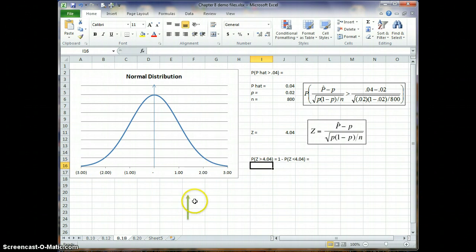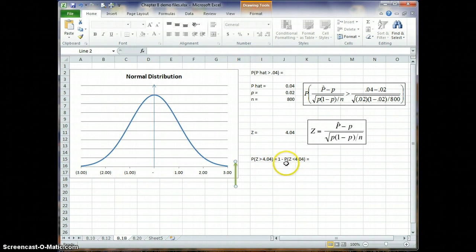Now, just to show you, z-scores only go up to 3, right? So 4.04 is going to be somewhere way over here. But it's going to be 1 minus that.